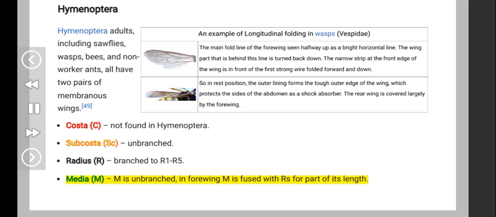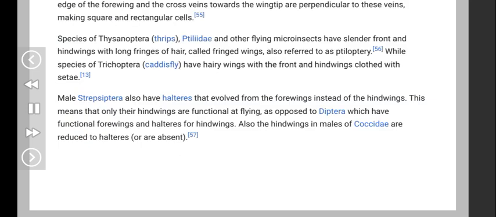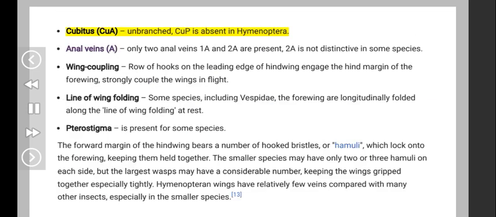Media M is unbranched, in the forewing M is fused with Rs for part of its length. Cubitus CuA, unbranched, CuP is absent in Hymenoptera. Anal veins A, only two anal veins 1A and 2A are present, 2A is not distinctive in some species.